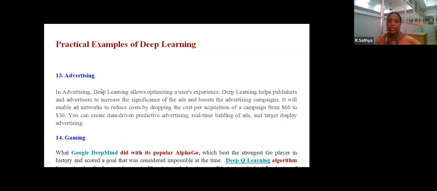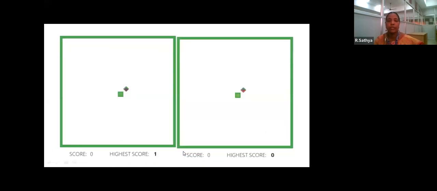And advertisement, gaming. You have the AlphaGo game. Just now I showed you that AlphaGo game. Look at this. You can play with the system with only 15 movements. You can just get the answers. And actually, I was very much impressed with this reinforcement learning.